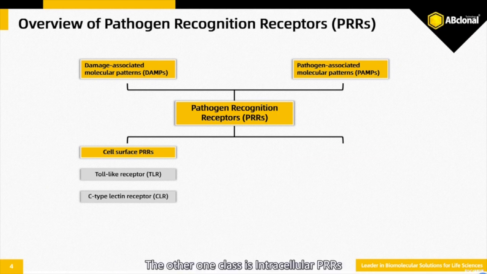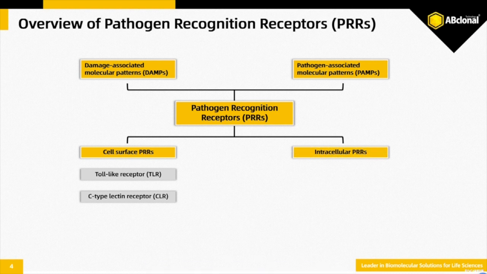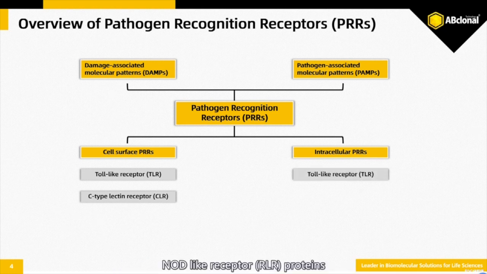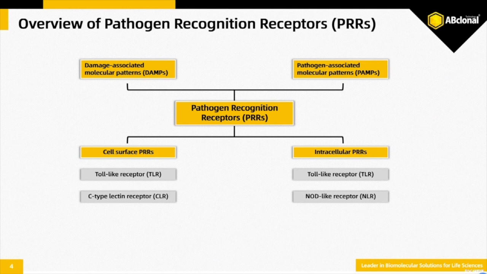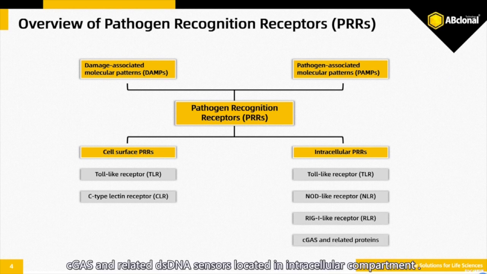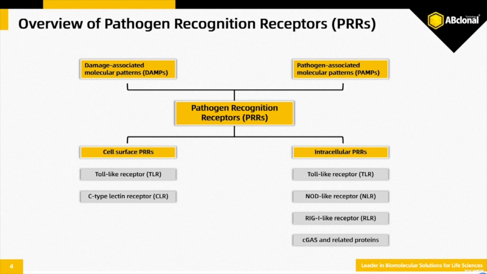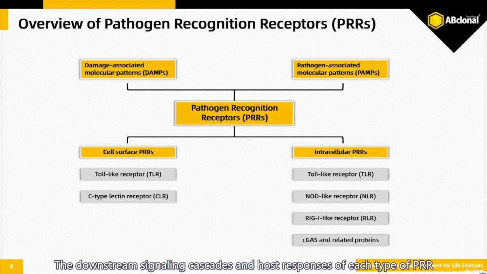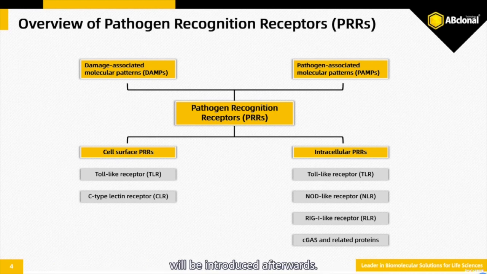The other class is intracellular PRRs, which include intracellular toll-like receptors, NOD-like receptor proteins, RIG-I-like receptors, cGAS and related dsDNA sensors located in intracellular compartments. Downstream signaling cascades and host responses of each type of PRR will be introduced afterwards.